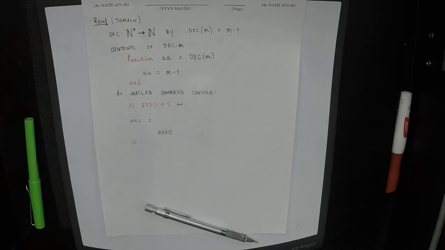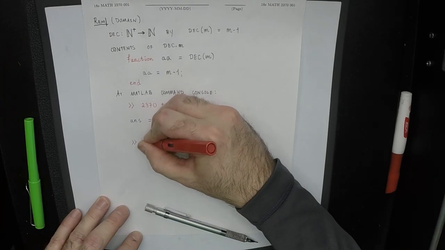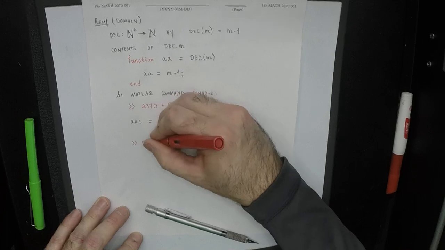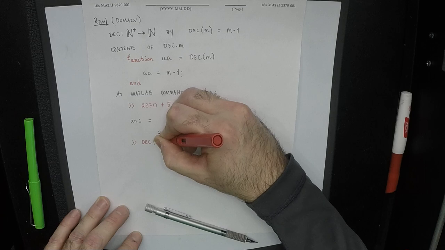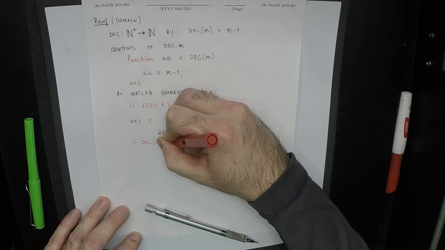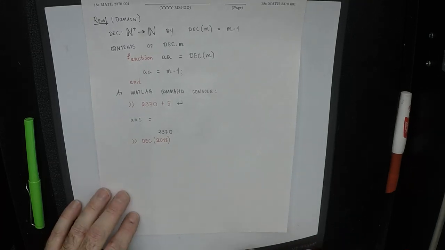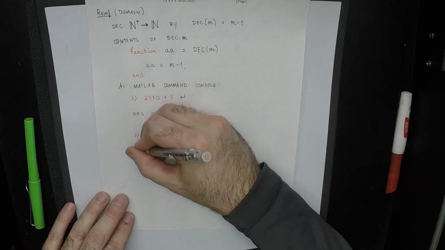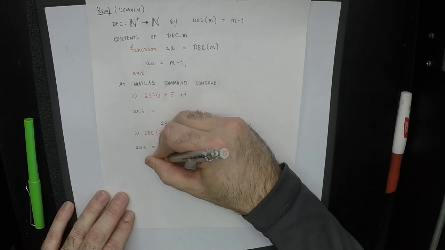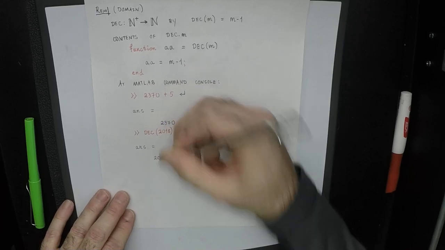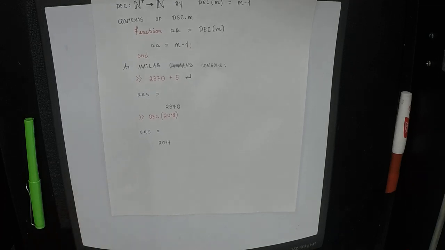Okay, so if you had typed the contents of that dec.m file, and you now wrote dec of 2018, then how would MATLAB respond? Very good. It would say ANS equal 2017. No surprises, I suspect.